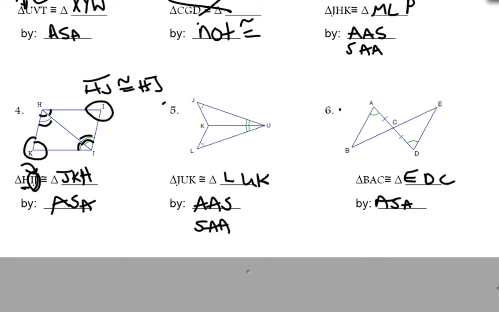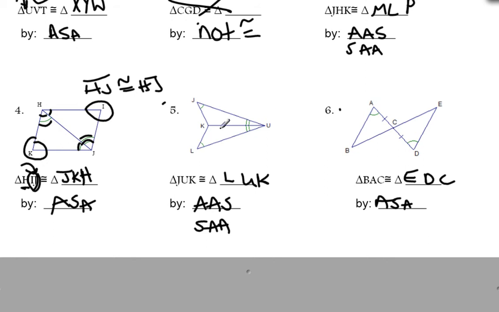Alright, go ahead and try number 5 and 6 on your own and see if you get what I get. Go ahead and pause the video. Okay, you should have exactly the same order of letters that I have on number 5 and number 6. And if you put angle-angle-side versus side-angle-angle, either one of these is correct. It just depends on how you write it. And you should have had angle-side-angle for number 6.